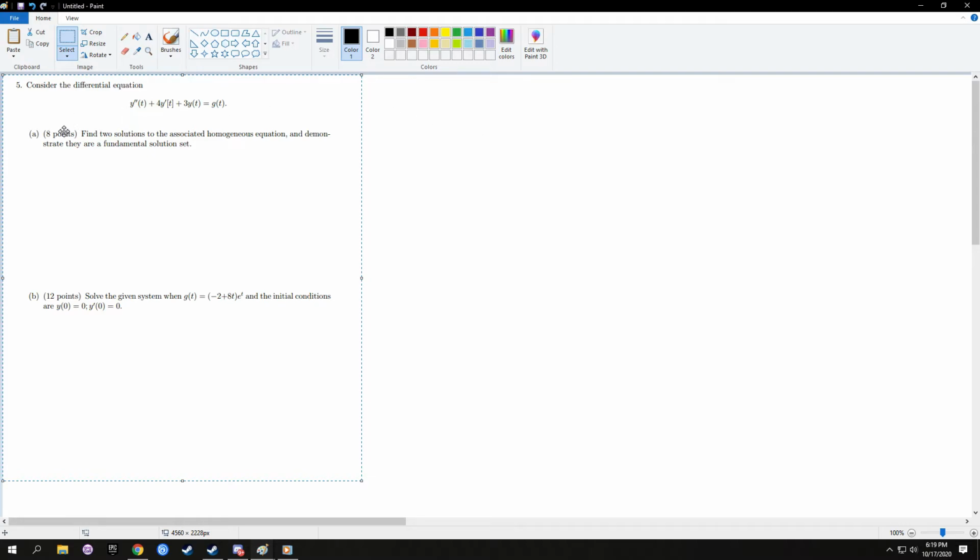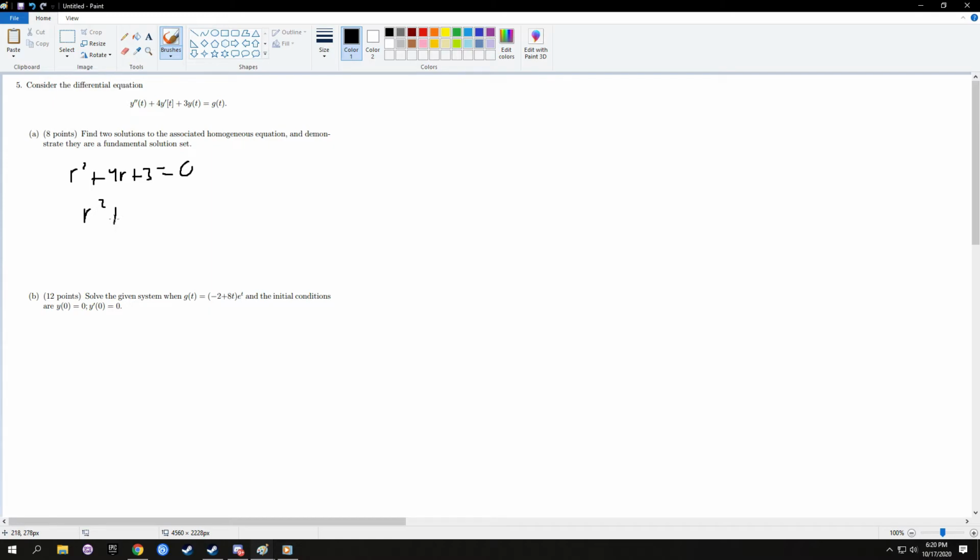Alright. So, this question. They give you a homogeneous equation. They say, find the associated homogeneous equations and demonstrate they are fundamental solution sets. Okay. So first thing we gotta do, like we did for 4 questions, I forget now, we change this to r. So r squared plus 4r plus 3 equals 0. Okay, so what multiplies to 3 and adds to 4? That's gonna be 3 times 1.